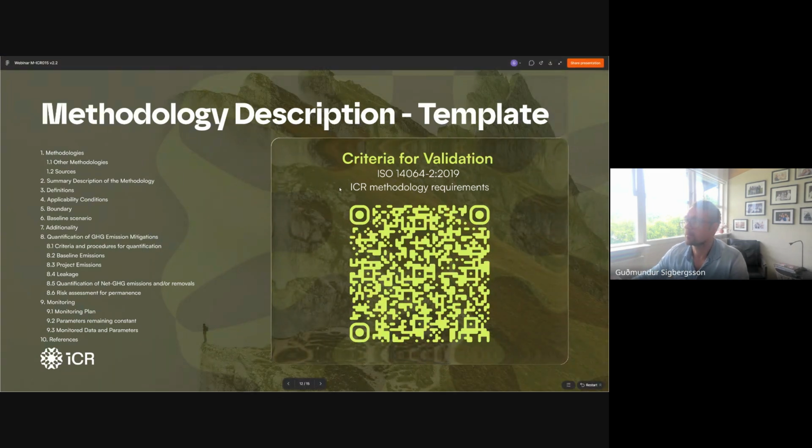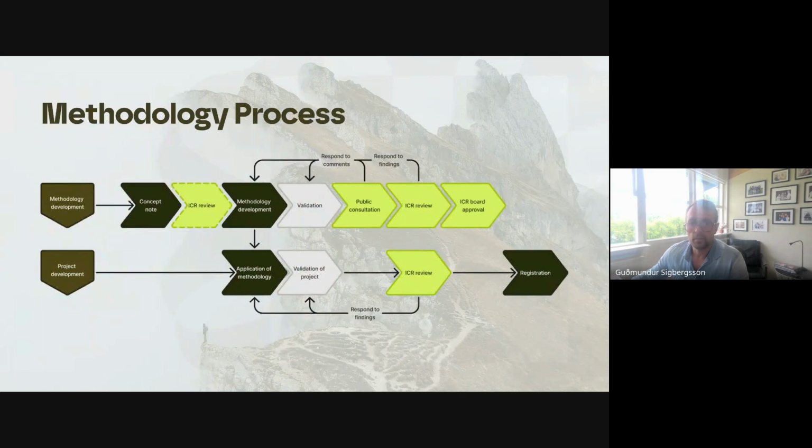So, to the process. It's a linear and non-linear approach. The process starts where the methodology developer submits a concept note, and ICR reviews that concept note. The methodology is then developed and published for public consultation, validated by a VVB, and then finally reviewed by ICR and submitted for final approval.